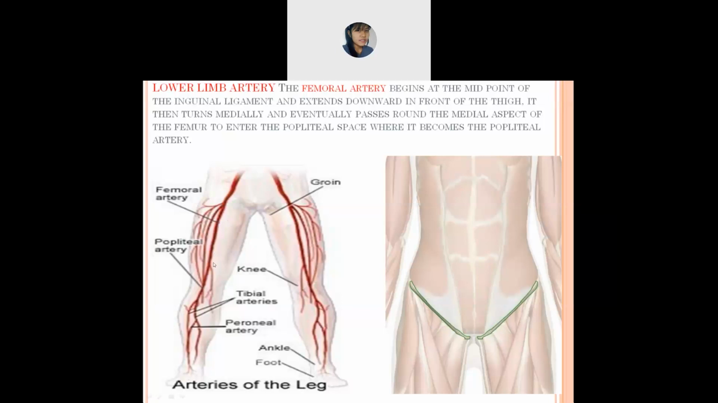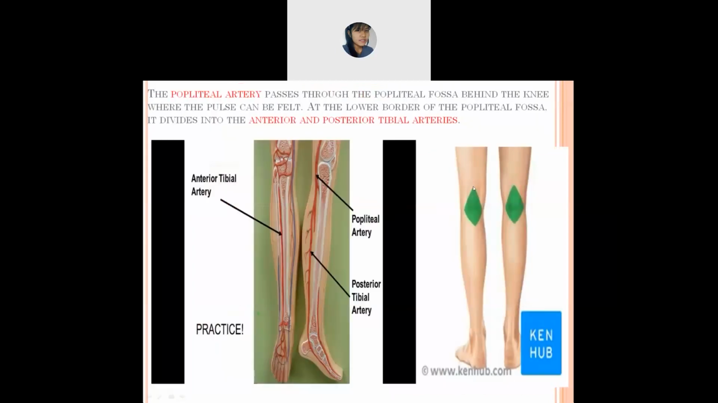Okay, and it will enter the popliteal space, from where the popliteal artery begins. So this is the popliteal space, or else you can say popliteal fossa. So from here the popliteal artery begins. Is it clear? It will be at the back of your knee. So this is your knee, right? It will be at the back here, and here you will be able to feel your pulse also. In the popliteal artery, you will be able to feel your pulse.